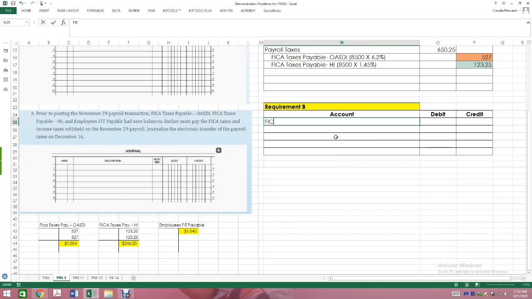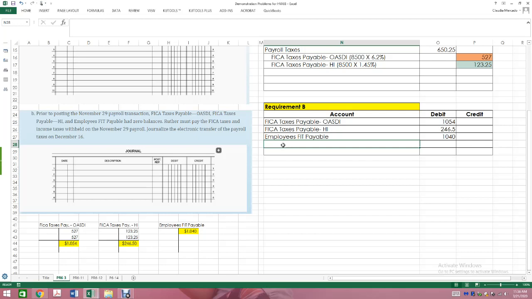So now what I'm going to do is I'm going to do FICA Taxes Payable, OASDI, and I'm going to take money out. When you take money out of the account, you debit it, okay? I'm going to take out 1,054. I'm going to take out the money that I have sitting on my HI account, which is 246.50. And I'm going to take out my money that I have sitting on my employee's federal income tax payable of 1,040. How do you pay someone that you owe money to? You pay them with cash.